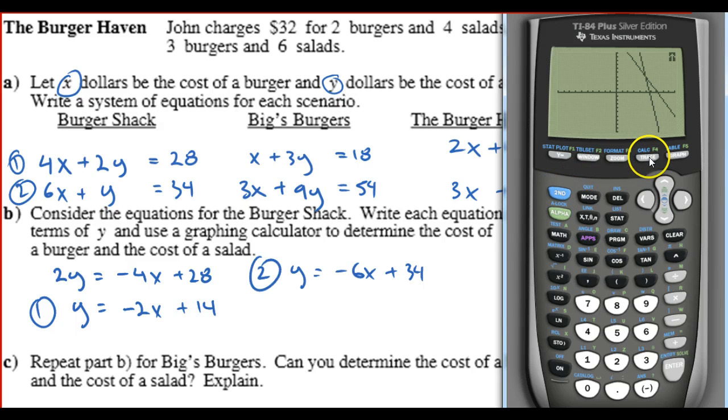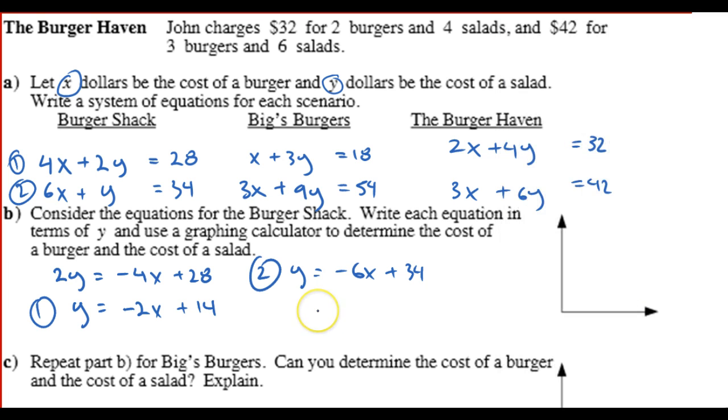So I'm going to go ahead and calculate the intersection. Where these 2 lines intersect is going to be the solution of our system. That point is X equals 5 and Y equals 4. And there's your answer. That is the cost: $5 for the burger, and $4 for the salad.